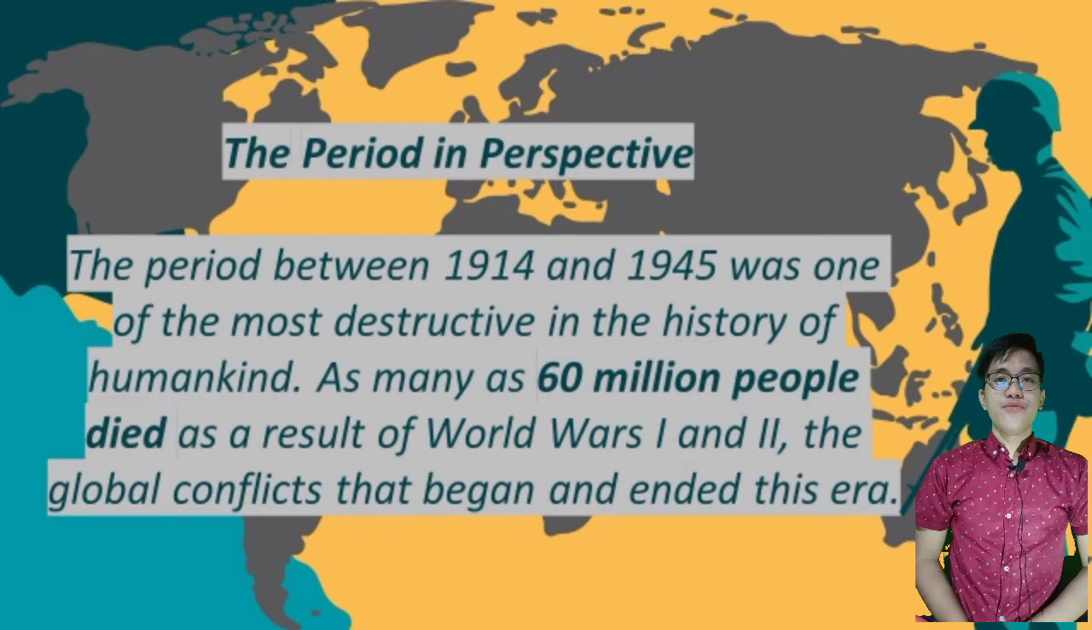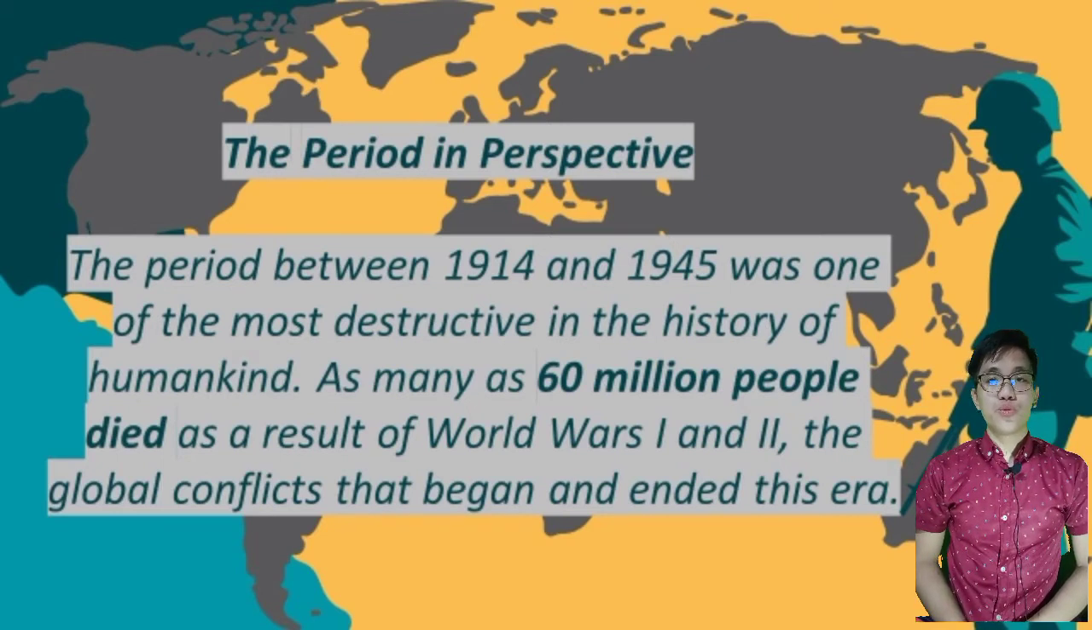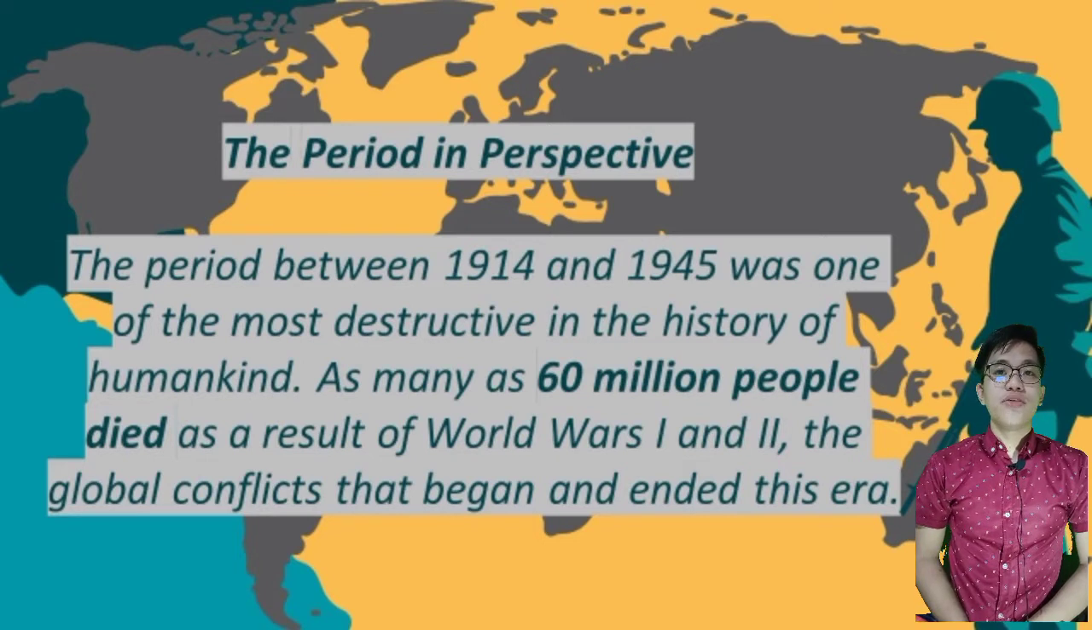The period between 1914 and 1945 was one of the most destructive in human history. As many as 60 million people died as a result of World Wars I and II, the global conflicts that began and ended this era. World War I was followed by revolutions, the Great Depression, totalitarian regimes, and the horrors of World War II. It appeared to many that European civilization had become a nightmare.